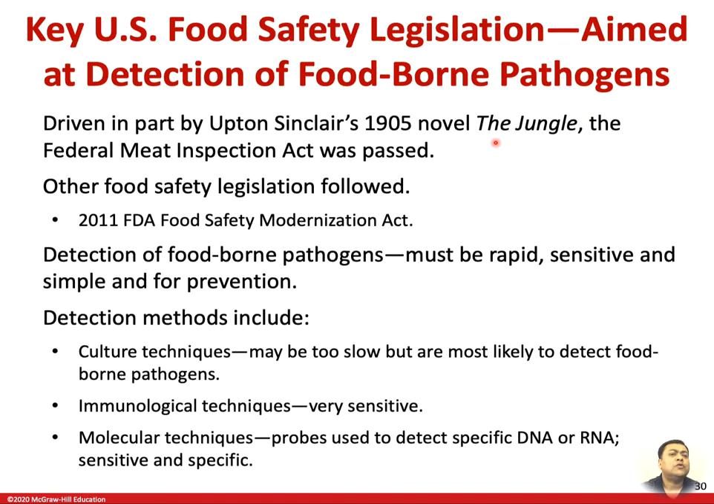Historically, in 1905, Upton Sinclair's novel revealed the horrors of the meat packaging industry, and at that time the Federal Meat Inspection Act was passed. Over a period of time many legislations followed, and in 2011 the FDA Food Safety Modernization Act was passed. This led to some of the basic processes which test food safety. The test must be very specific, extremely sensitive, rapid or fast, and it should be a simple test.